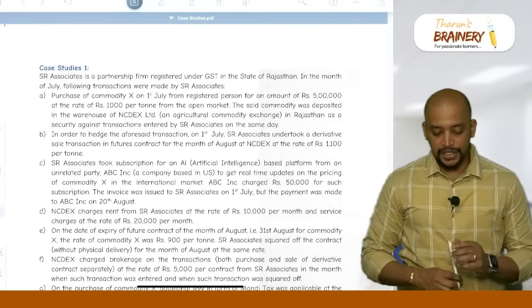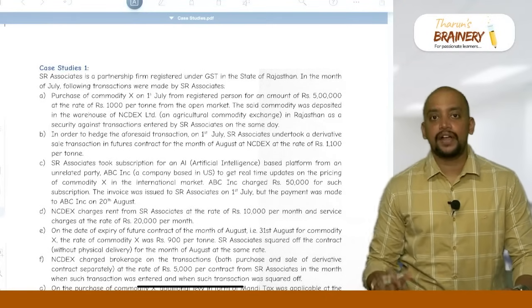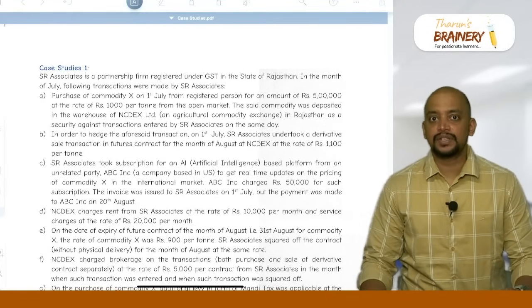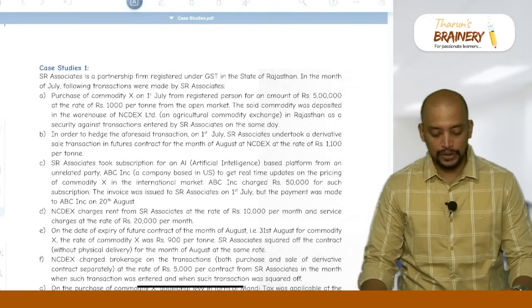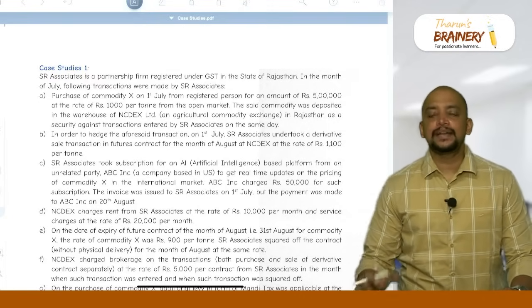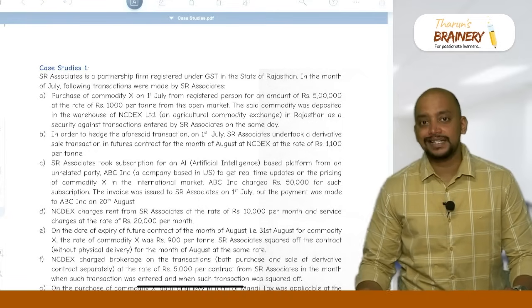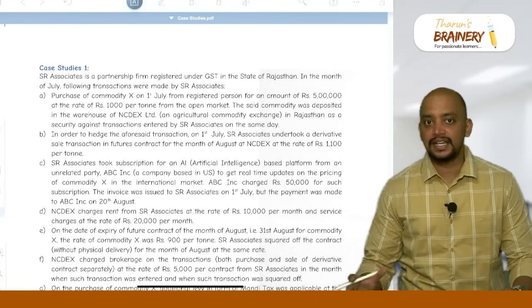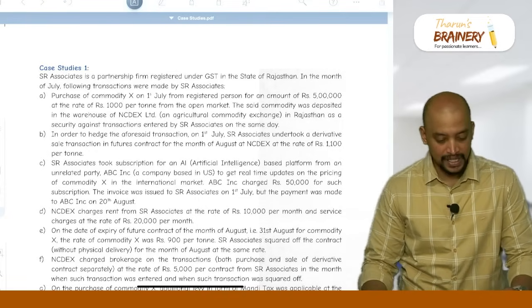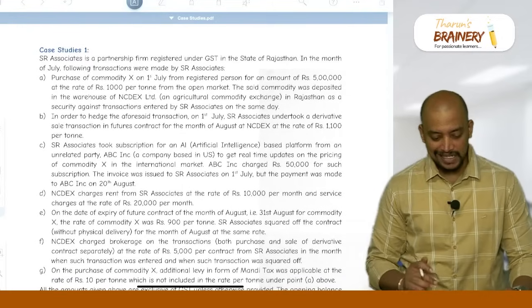So in continuation to our MCQ discussion, we have completed all the chapter wise MCQs given by ICAI, and now we are moving on to the case study MCQs. They have given some case study type MCQs, that is integrated case scenario MCQs, that also we are going to see. So look into the first case study.